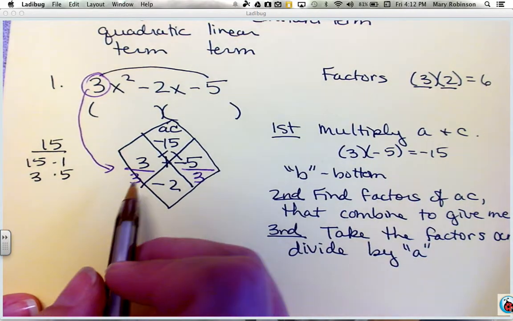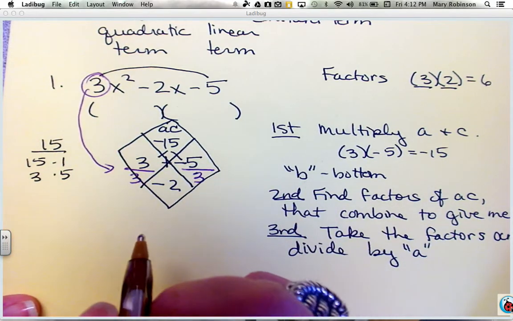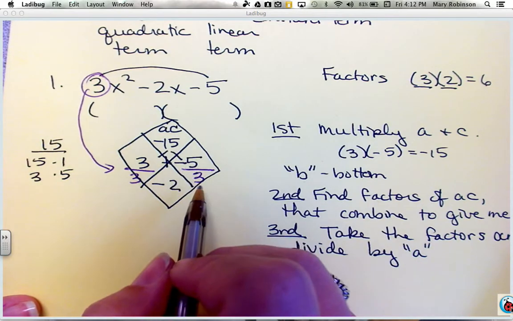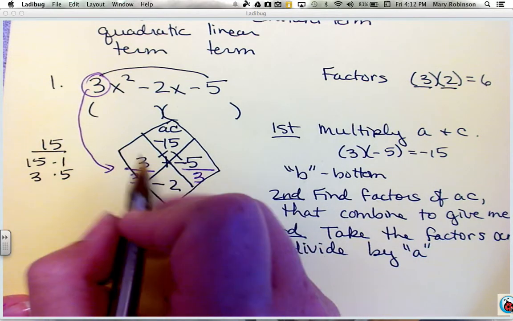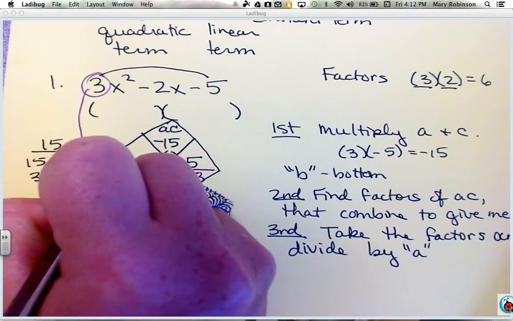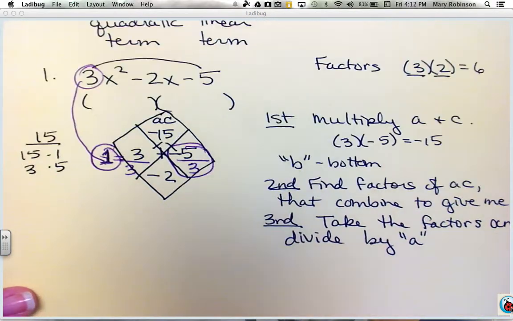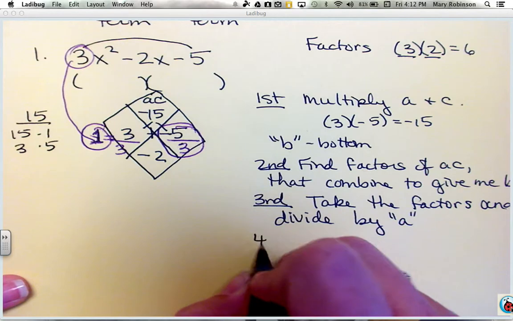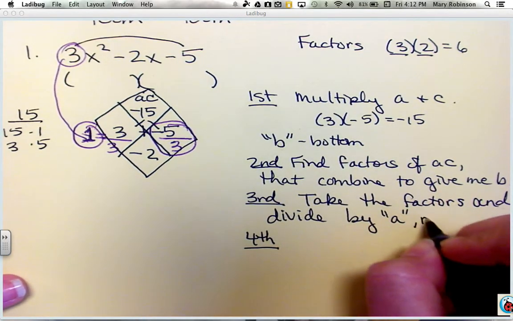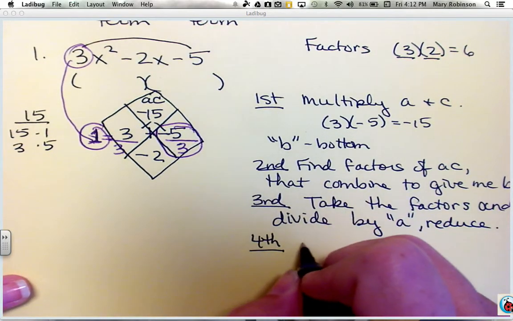So I'm getting there. The next thing I need to do is simplify either of these if they can be simplified. Negative 5/3 we would leave as an improper fraction. We cannot find any other common factors other than 1. However, 3 divided by 3 is equal to positive 1. So I'm going to take this 1 and this negative 5/3 and create my factors. So fourth, take the factors and divide by a and reduce. So fourth, I want to set up factors.